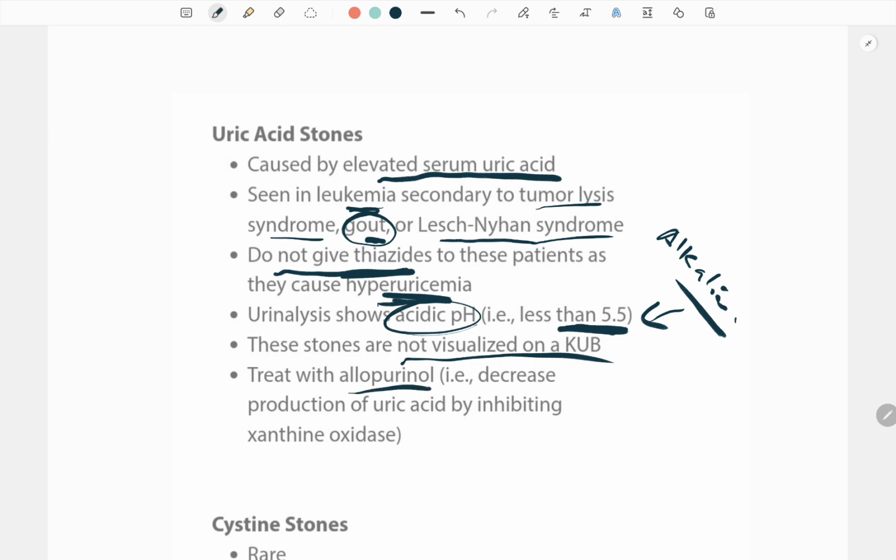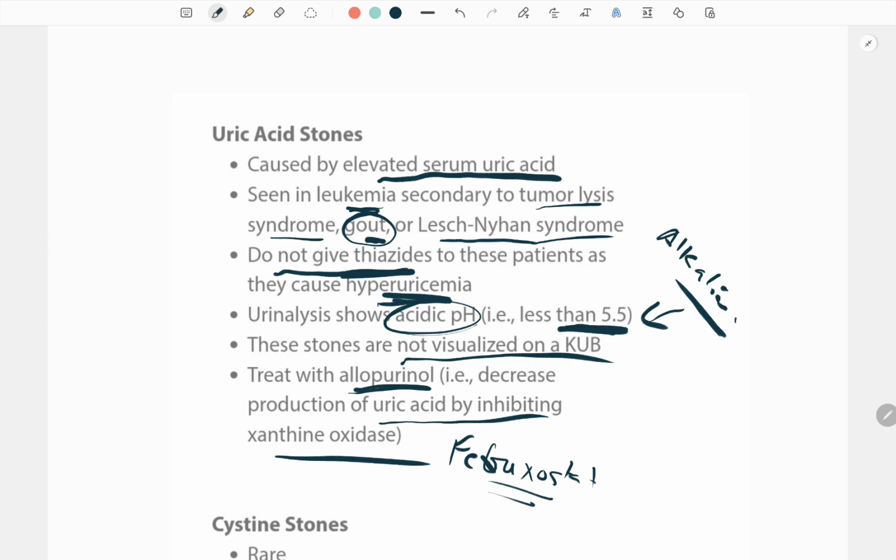The treatment is allopurinol, which decreases the production of uric acid by inhibiting xanthine oxidase. Another drug which can also do this is febuxostat. Febuxostat is a newer drug compared to allopurinol, but both drugs can decrease the production of uric acid by inhibiting xanthine oxidase and could treat the uric acid stones.